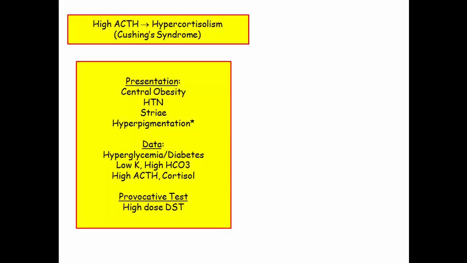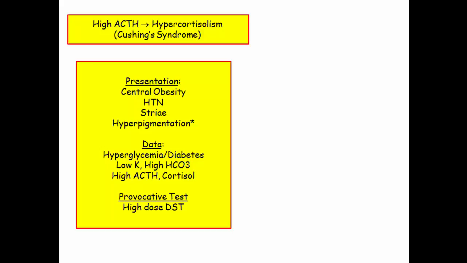So high ACTH leads to high cortisol, assuming the patient has normal adrenal glands. Both ectopic and pituitary adenoma patients will present with Cushing's syndrome, that is, signs and symptoms of Cushing's. I list the presenting symptoms, including central obesity, hypertension, striae, and hyperpigmentation. We'll come back to hyperpigmentation shortly. The data will also reveal hyperglycemia, low potassium, high bicarb, as elevated cortisol behaves like aldosterone. That is, hyperaldosteronism will give you metabolic alkalosis with low potassium, high bicarb, and hypertension. Hypercortisolism will do the same thing.